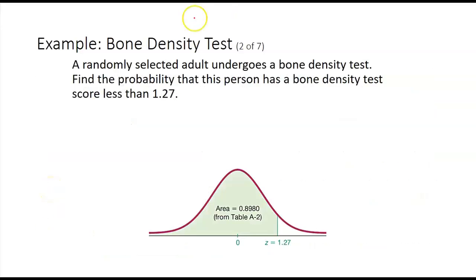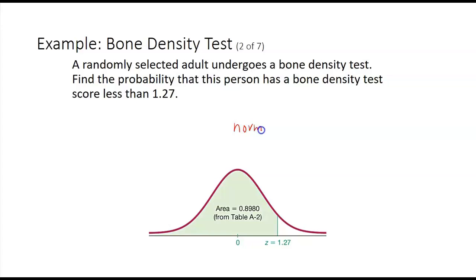Okay, the first one here, a randomly selected adult undergoes a bone density test. Find the probability that this person has a bone density test score that's less than 1.27. So we always do the sketch. It's hard to visualize it without doing that. So sketch it, put the 1.27, and we're trying to find back this way.